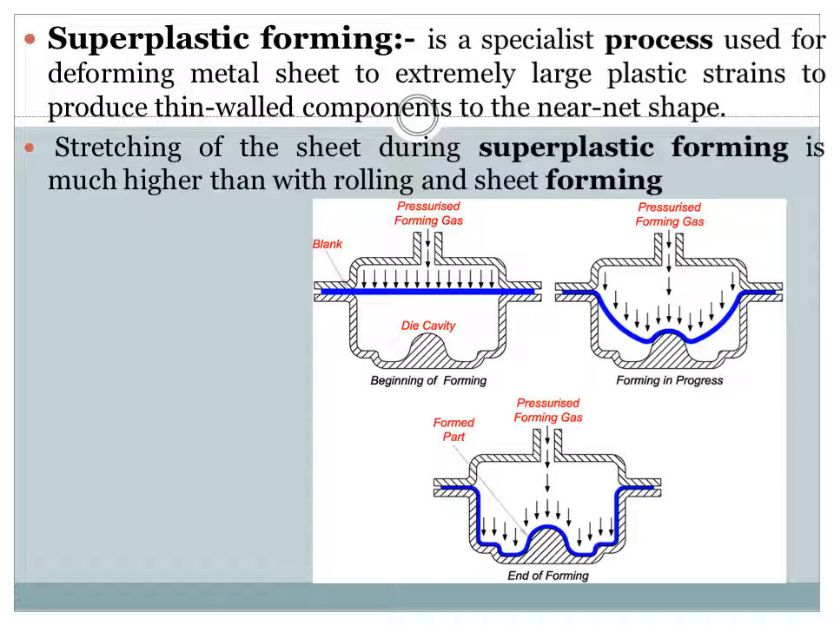Next we will pass on to superplastic forming. This is a specialist process used for deforming metal sheet to extremely large plastic strains to produce thin walled components to the near net shape. So in one pass the net shape is produced with extremely large plastic strain. So stretching of the sheet during superplastic forming is much higher than with rolling and sheet forming.